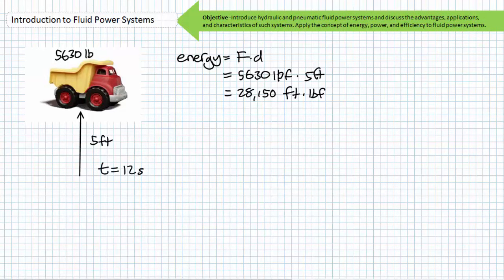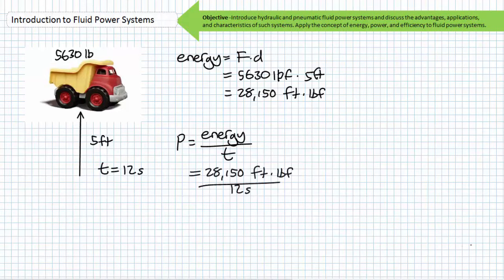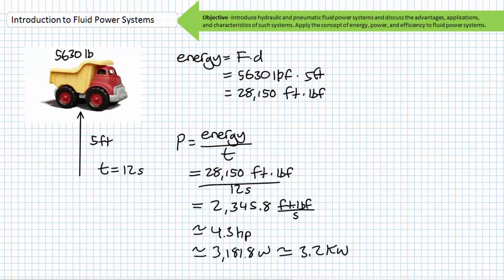Let's say it took this lift an agonizing 12 seconds to accomplish this task. How powerful is this system? Power is energy over time. 28,150 foot-pounds force over 12 seconds yields a power input of approximately 2,345.8 foot-pounds force per second. If we wanted to convert this to horsepower or watts, a simple unit conversion shows us that this necessitates approximately a 4.3 horsepower system, or equivalently, a 3.2 kilowatt system.